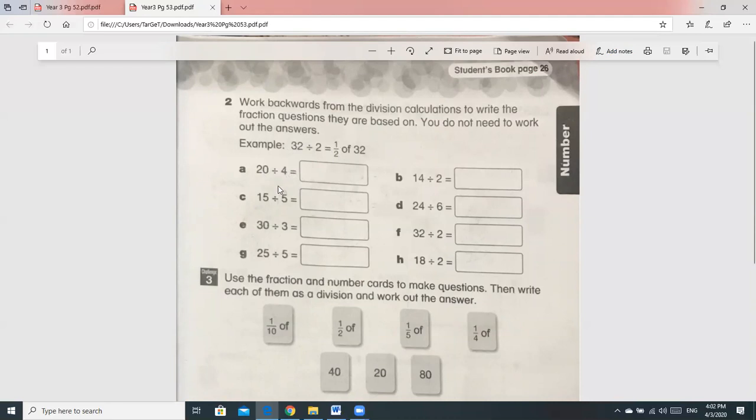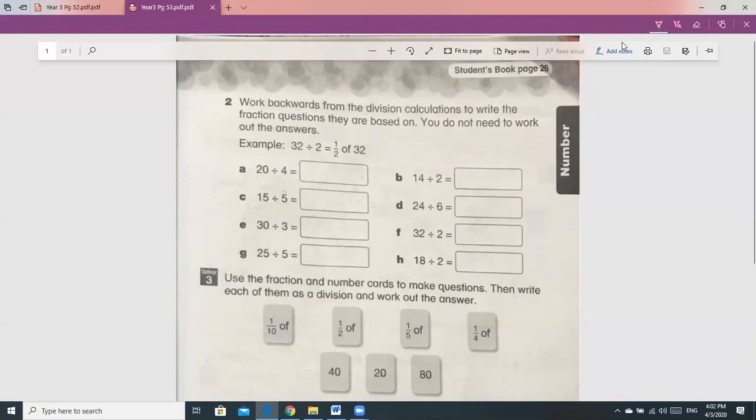So 20 divided by 4 means I want to divide this 20 into 4. 4 means quarter, the same thing. Dividing the 20 into 4 groups is like a quarter of 20. So it's a quarter of 20. Okay, here, 15 divided by 5 is like what? A fifth of 15.